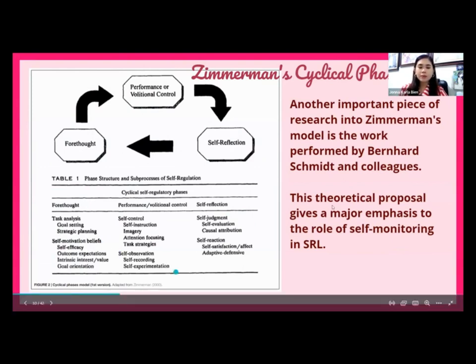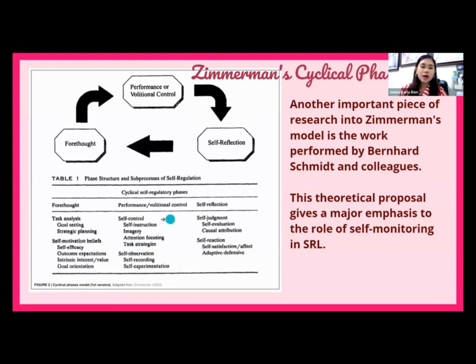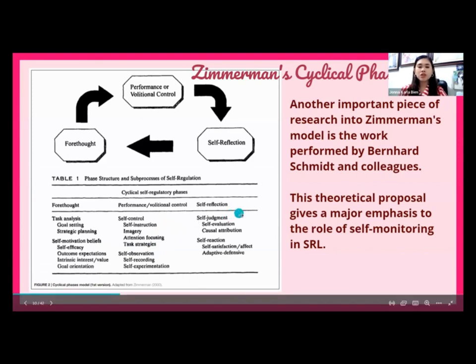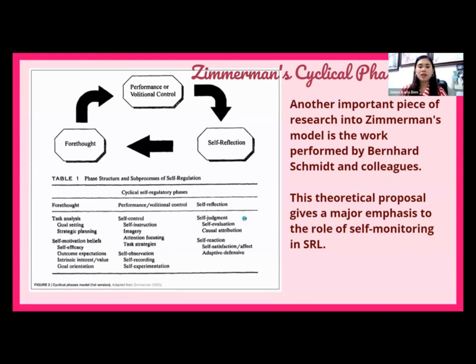And in the performance or volitional control, we have self-control, self-instruction, imagery, attention focusing, task strategies, and self-observation through self-recording and self-experimentation. And here in the self-reflection, we have self-judgment, self-evaluation, as well as causal attribution and self-reaction.